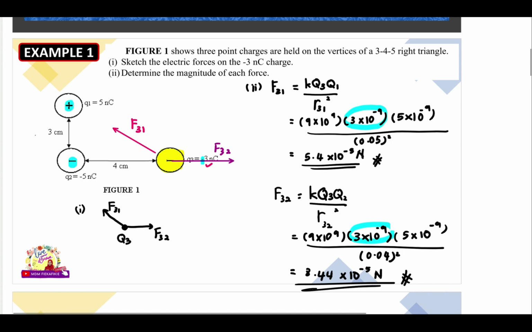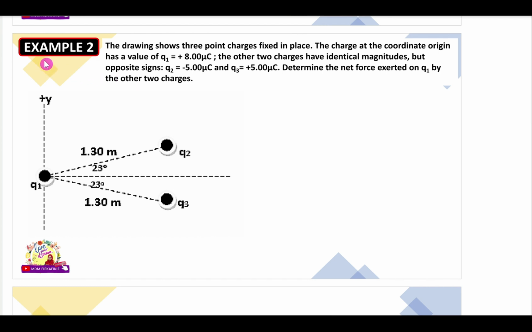Okay, so finish example number 1. So let's proceed to the next example. Alright, now so let's proceed to example number 2.